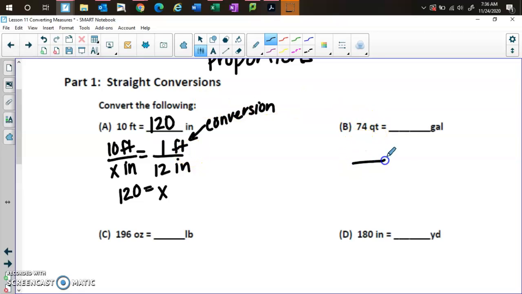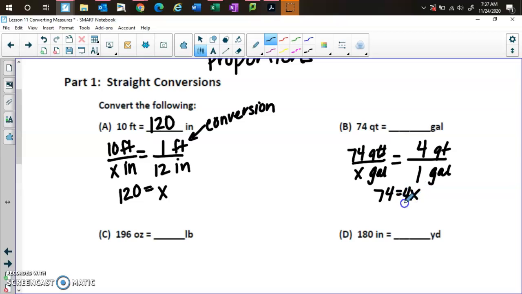In part B, remember proportion setup, start with what you're given. 74 quarts over x gallons. Quarts over gallons, so we're going to have quarts over gallons. And when we look at this one, there are 4 quarts in 1 gallon. You can either use the front or the back of your sheet. Cross multiply, you're going to get 74 equals 4x. Divide by 4, and you're going to get x equals 18.5. And your label then would be gallons, but you can put it back up here.